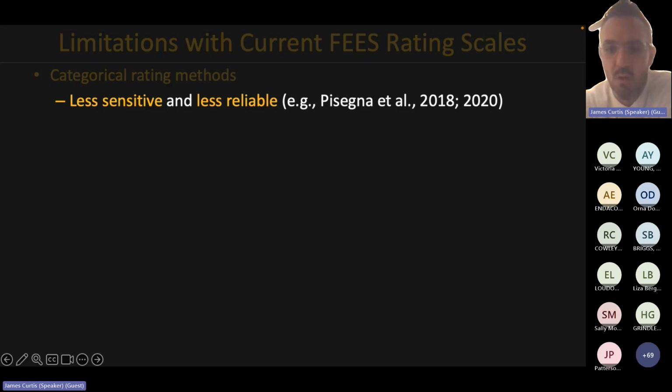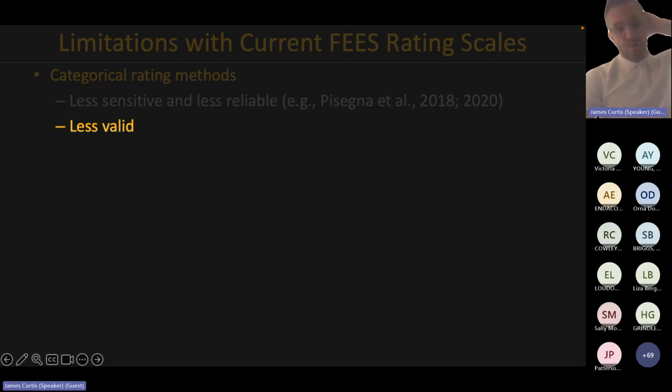What we know within our field of swallowing, and it's not really just our field, but work has been done in the field of dysphagia, mainly by Dr. Jessica Pisegna, who's at Boston University Medical Center. And in other fields, it's been found that categorical rating methods are typically less reliable and less sensitive than continuous-based rating methodologies. When we're saying categorical ratings, we're saying things like mild, moderate, severe. Those are all categories. They tend to be less sensitive and less reliable than continuous-based methods, so things going from 0 to 100, for example. So she has a series of work demonstrating that specifically for FEES.